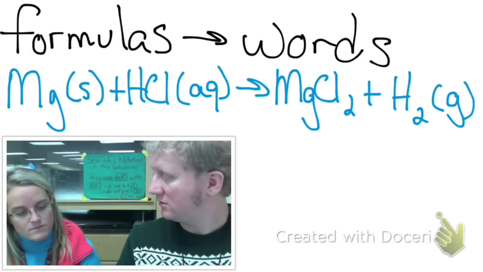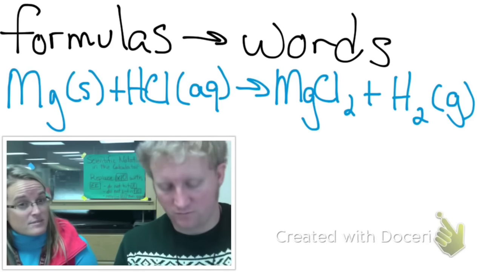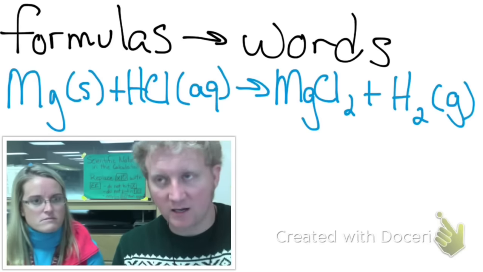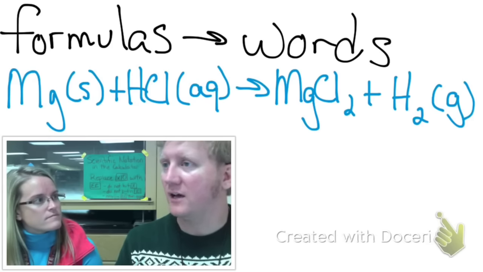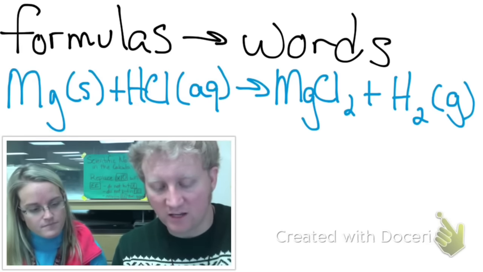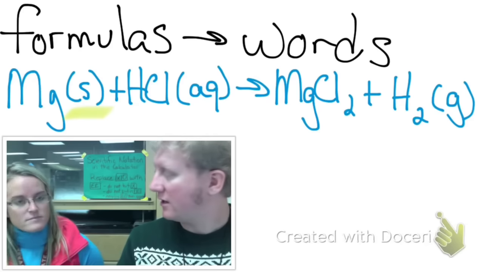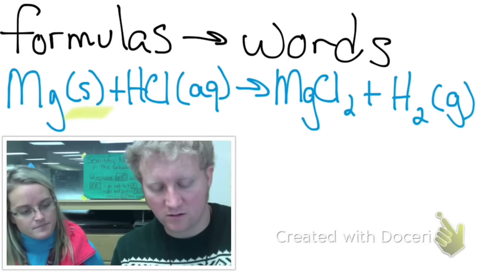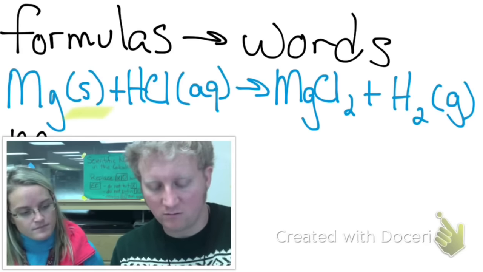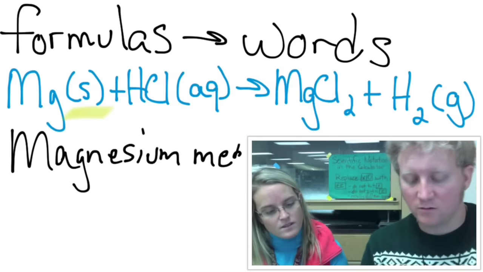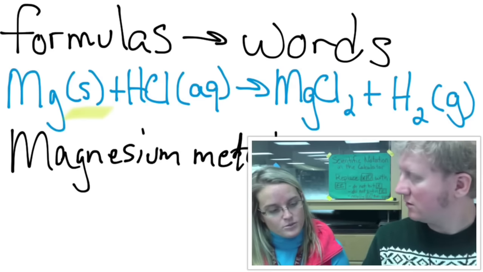So when we're looking at this, Mg is magnesium, and it's a metal, so could I say metal magnesium? Yeah, you could say that, or we can say magnesium metal. Okay. And the S, if we look at that, also tells us that it's metal because it's solid. So we've got magnesium metal, and we've got that plus sign in there.